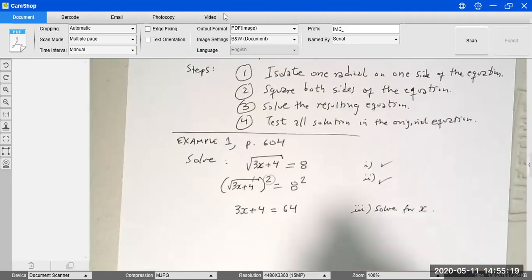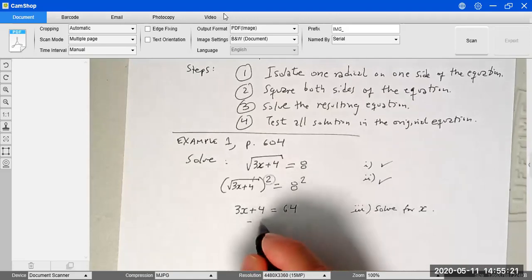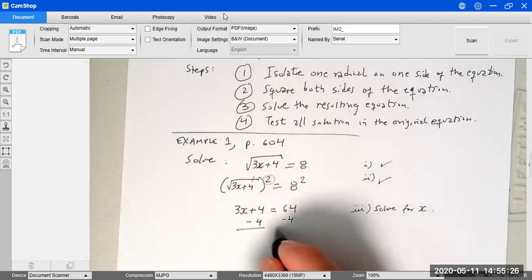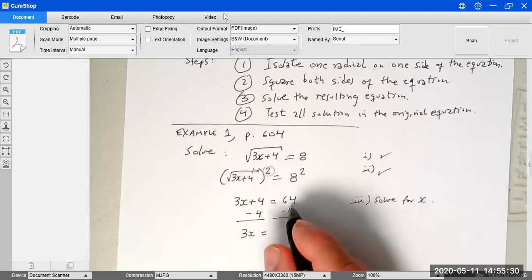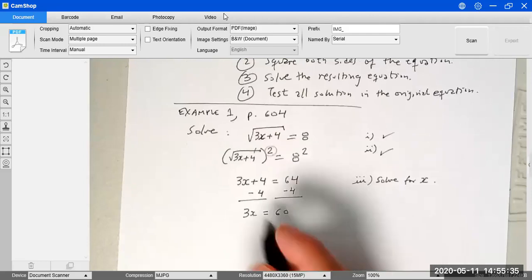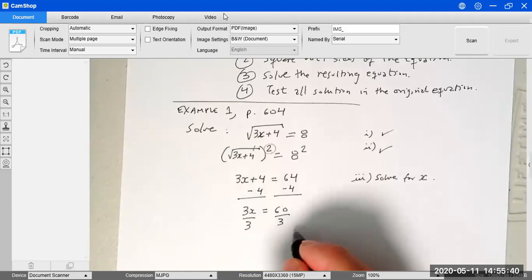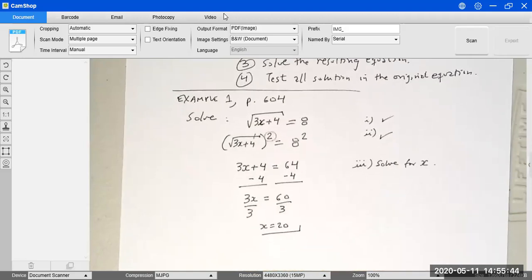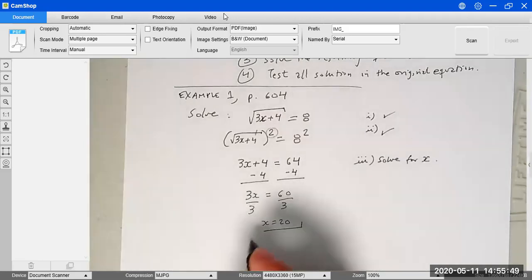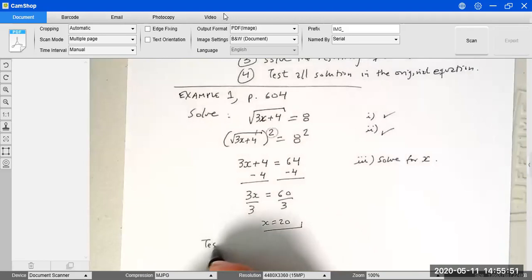Okay, so how do you do that? You remove this 4 from both sides of the equation. So you end up with 3x equals 64 minus 4, which is going to be 60. Then you divide by the coefficient of the variable. So you're going to get x equals 20. Now, we need to test the solution to be sure that it's the right answer. So we're going to do the testing.